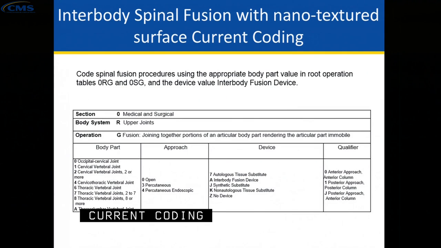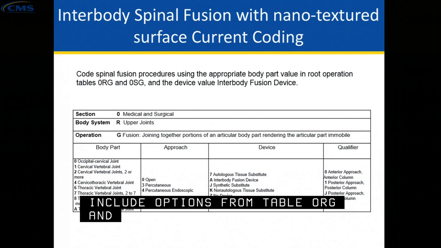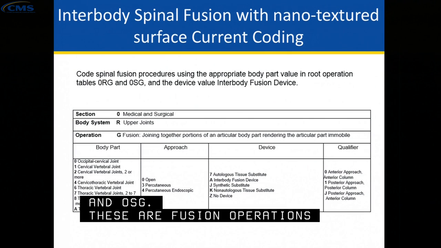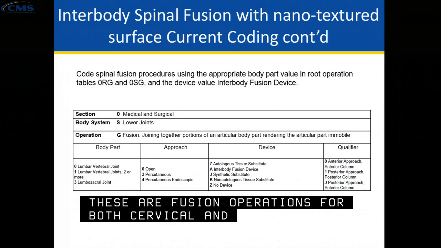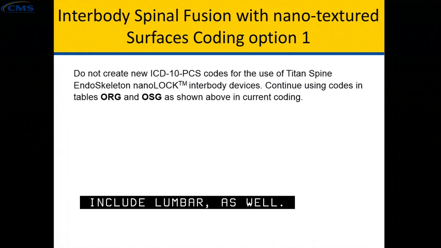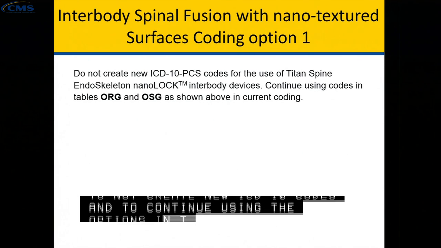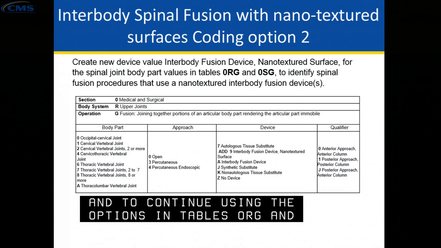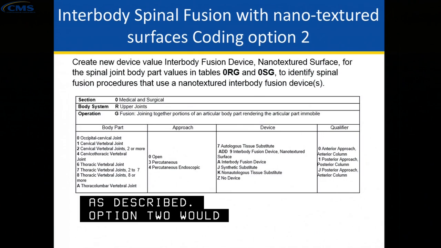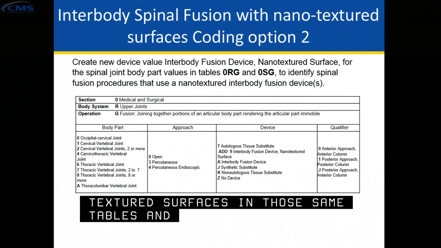Okay, current coding options for interbody spinal fusion with nanotextured surfaces would include coding options from tables ORG and OSG. These are fusion operations for both cervical and thoracic, to include lumbar as well. Coding option one would be not to create new ICD-10-PCS codes and to continue using the coding options in tables ORG and OSG as described. Coding option two would be to create new device value interbody fusion device nanotextured surfaces for spinal joint body part values in those same tables and identifying spinal fusion procedures that use a nanotextured interbody fusion device.